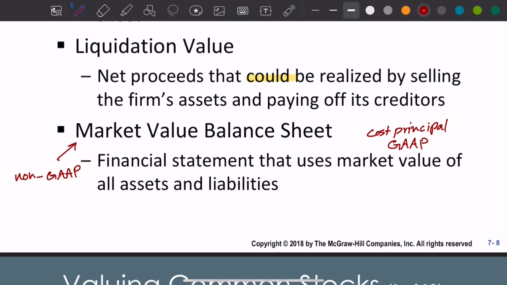All right? So it's a financial statement that uses market value of all assets and liabilities on that statement, unlike the actual or the GAAP balance sheet, where the company is required to record their assets and liabilities based on their costs or actual cost to the business. And then, of course, for the assets, they would deduct depreciation from the initial cost, and that would produce the book value of each asset. Okay.